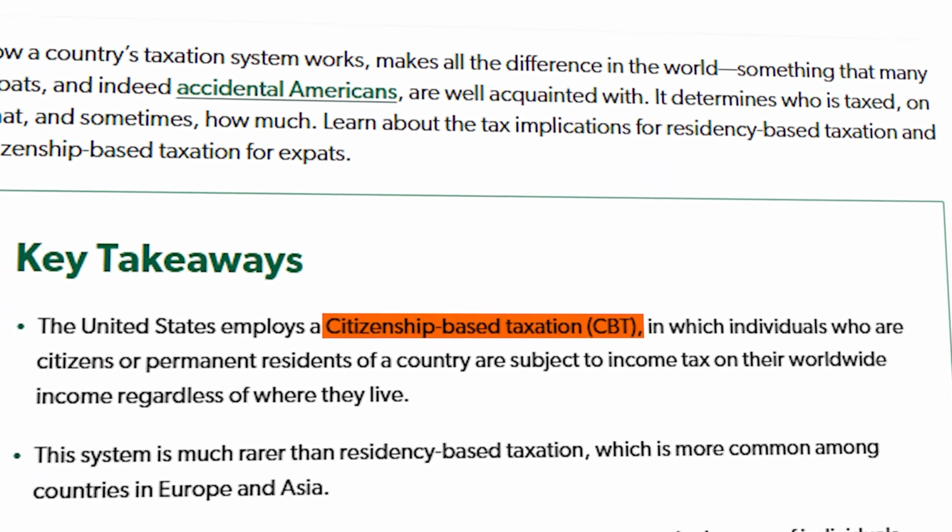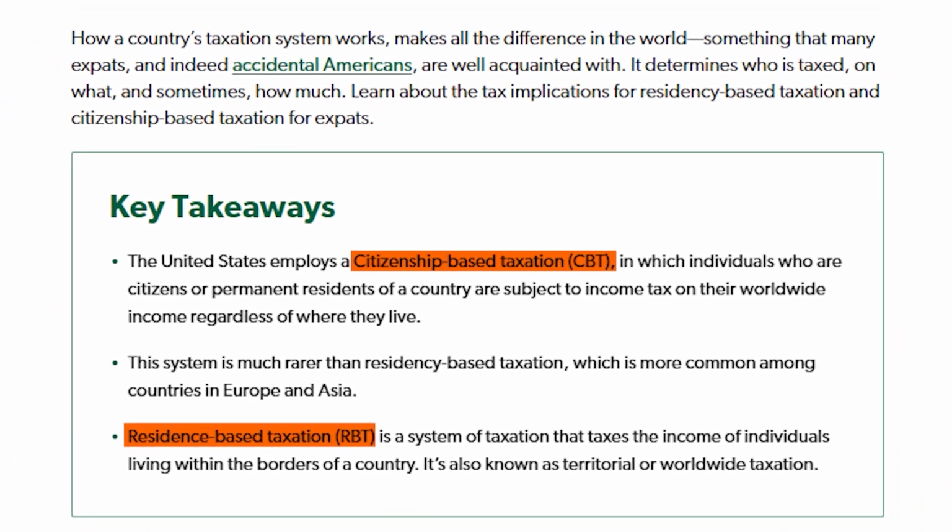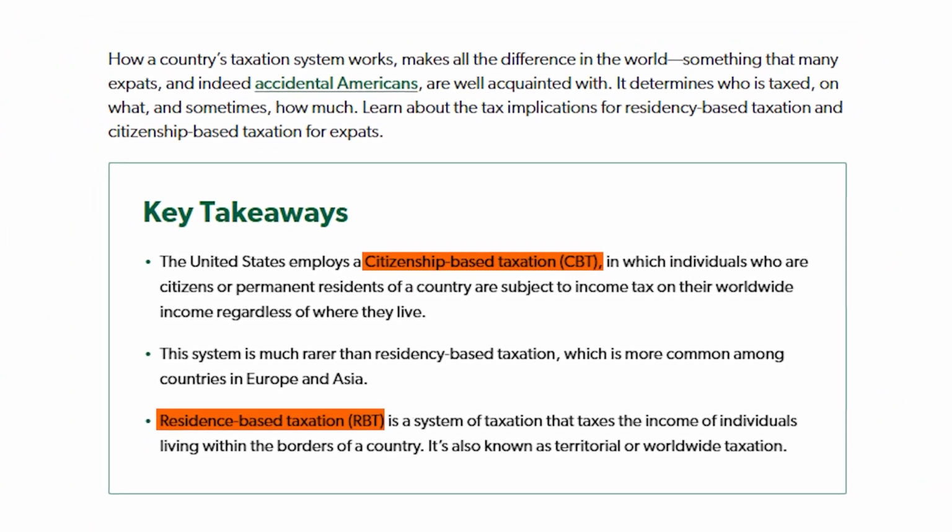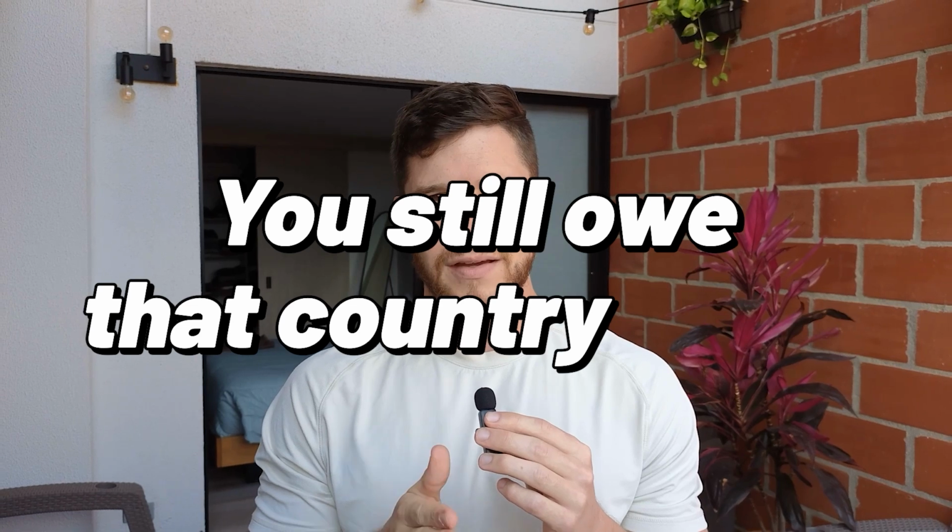So, talking about these two different tax systems that countries employ in order to tax their citizens or residents. And that's exactly what it comes down to. Countries either have a citizenship-based taxation policy or a residency-based taxation policy. That means if you are a citizen of a country that employs citizenship-based taxation, no matter how much time you spend in that country or abroad or where you make your money, you still owe that country taxes.